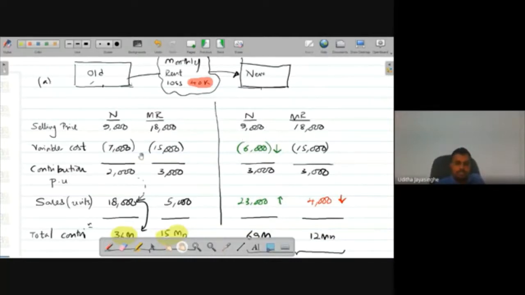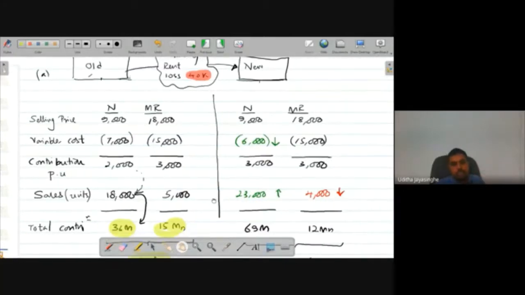As a result, this 7,000 has reduced to 6,000. Since we are focusing only on the normal dough expansion, for the moisture resistance dough this 15,000 has remained the same. So no change over there. Eventually, what has happened to the contribution? Previously it was a 2,000 rupee contribution, and it has now increased to 3,000. It's a good thing. But for the moisture resistance dough, no change, because the selling price and the variable cost are the same.